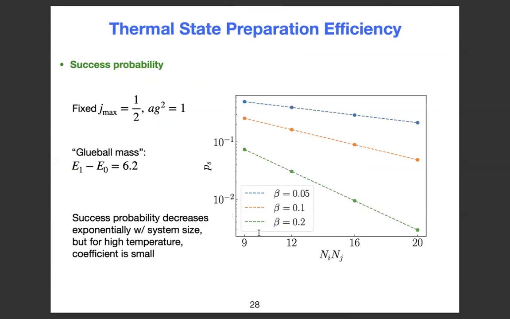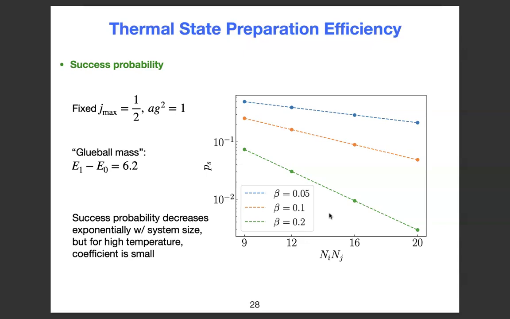Another potential challenge is the thermal state preparation, because as I mentioned earlier, the thermal state preparation is not always successful. If it fails, we need to restart from the beginning. And this is the success probability of the thermal state preparation. We find that we have an exponential scaling here with the volume of the lattice. That means if we want to do a big volume calculation, the success probability is exponentially small. But it's not that bad in practice, because we want to look at the high temperature phase of the theory.